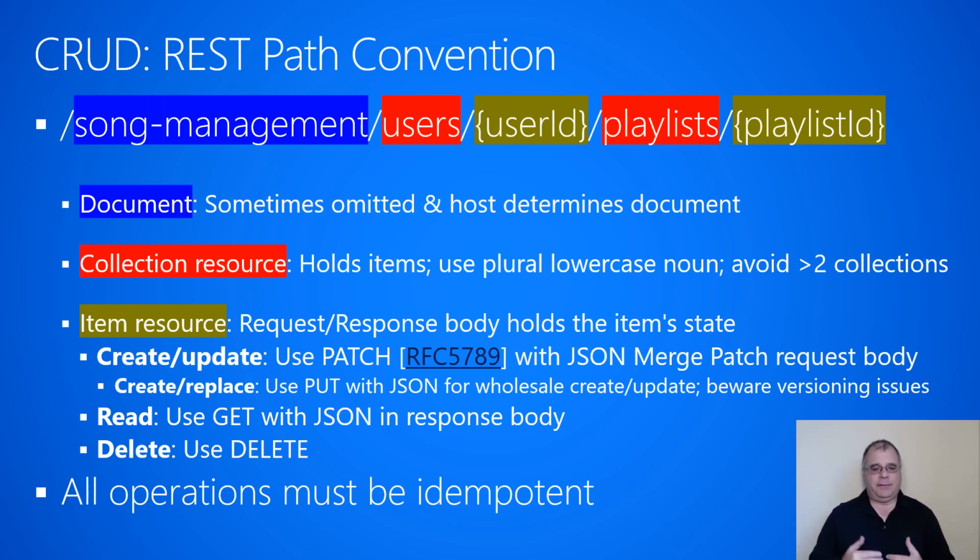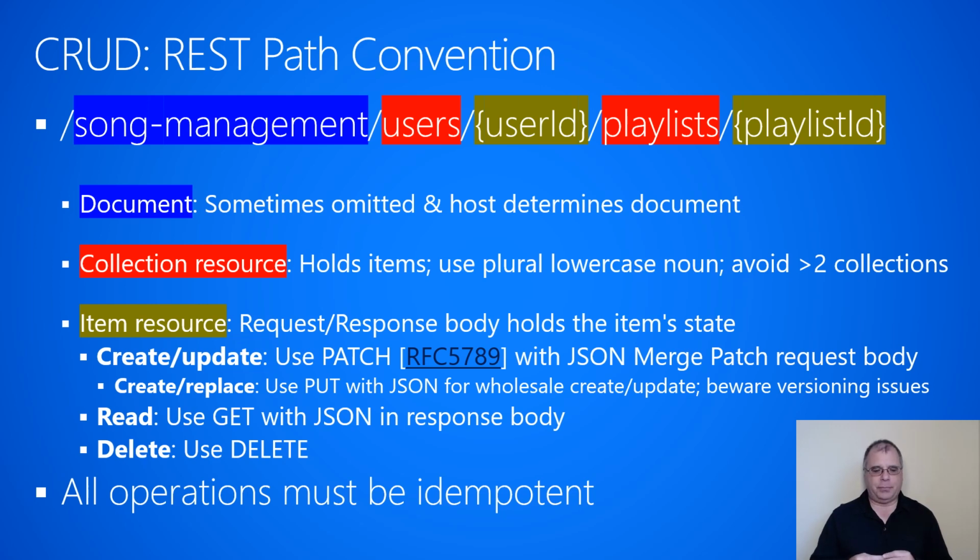After the document, if you have it, is then typically a collection name. So this service is exposing a bunch of users. Users is a collection resource. It holds a bunch of items. Of course, those would be the individual users. When you are naming this collection, we suggest you use plural, so it's users plural, for example. URLs, we recommend lowercase for almost all things. And again, it should be a noun, right?